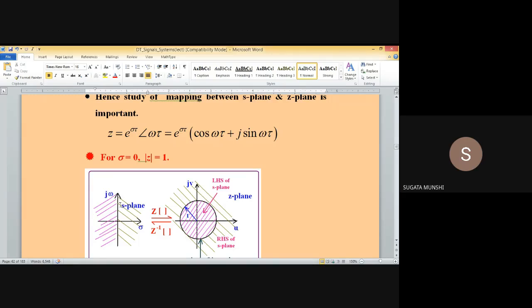So correspondingly, because the magnitude of Z is 1, what is the locus of the points which you will travel? The circumference of this circle, isn't it? That means the language that we use is that the j omega axis in the S-plane maps onto the circumference of the circle centered at origin in the Z-plane with unit radius, colloquially or loosely called the unit circle.